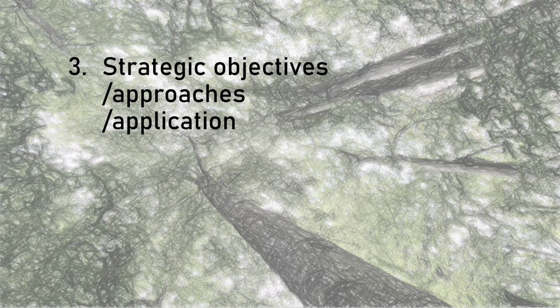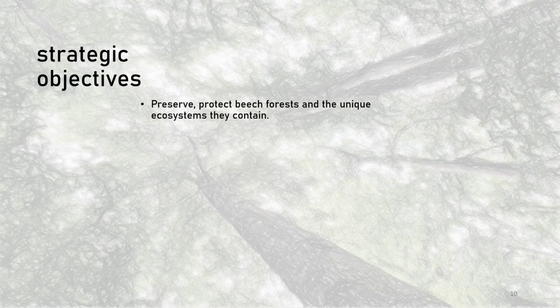Strategic objectives, approaches, and application. Strategic objectives. The first and most important objective must be to preserve and protect beech forests and the unique ecosystems they contain. Then it is important to enable nature consistently to provide ecosystem services, such as regulating services, provisioning services, cultural services, or supporting services.